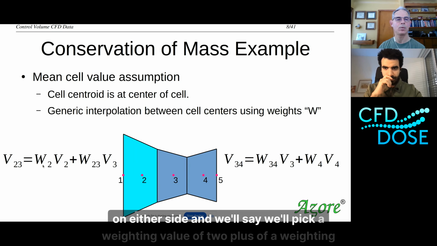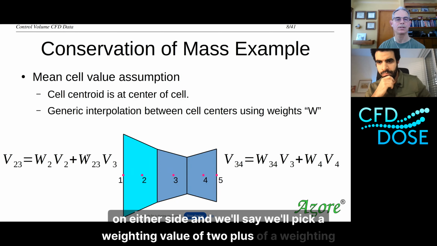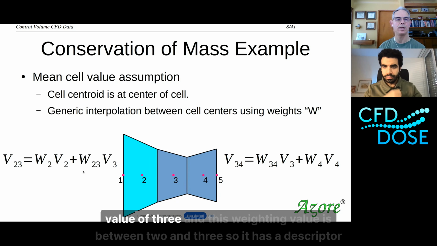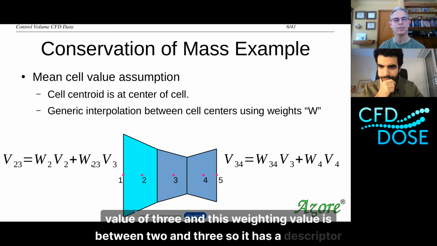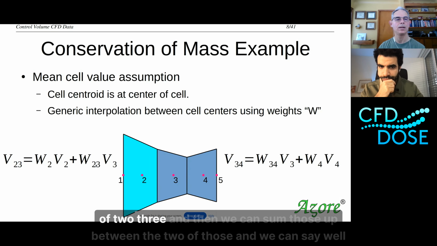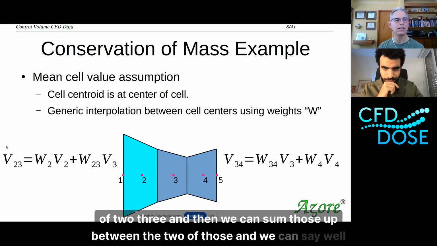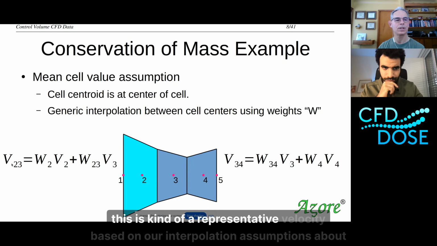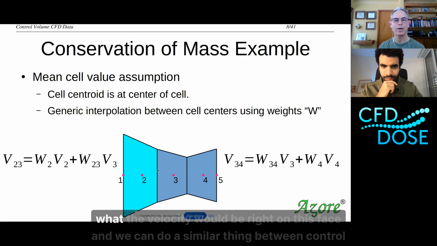And we'll pick a weighting value of 2 plus a weighting value of 3. And this weighting value is between 2 and 3, so it has a descriptor of 2, 3. And then we can sum those up between the two of those, and we can say this is a representative velocity based on our interpolation assumptions about what the velocity would be right on this face.